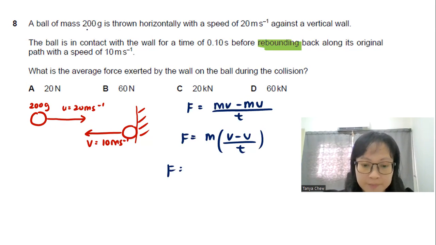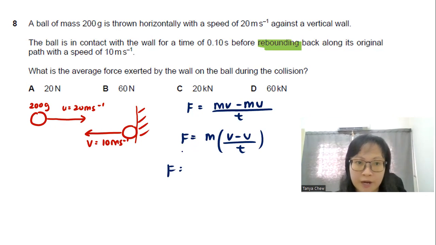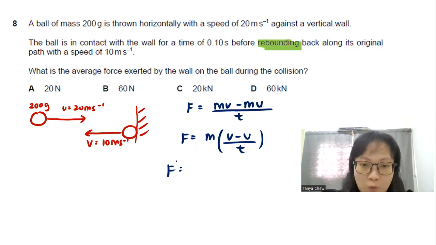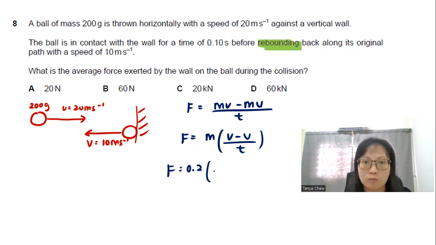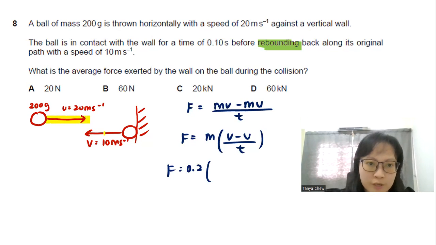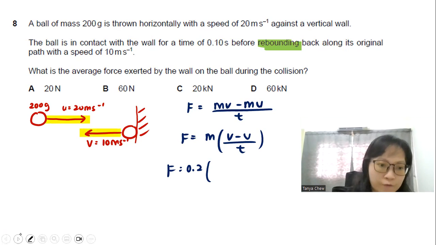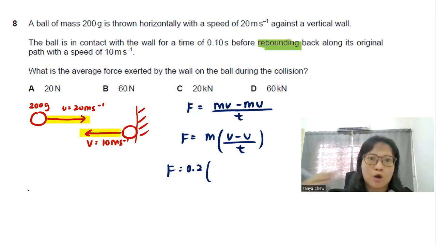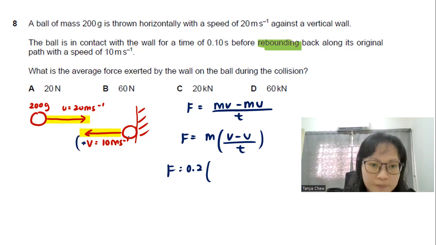Mass is in grams, so I have to change it to kilograms. I just put 200 grams divided by 1,000. That gives me 0.2. This is the rate of change of momentum. Recall, momentum is a vector quantity, therefore the direction is super important. I want you to see my diagram. One is towards the wall, the other one is away from the wall. So this clearly represents two different directions. So I will put one as positive direction and the other one will take negative direction.